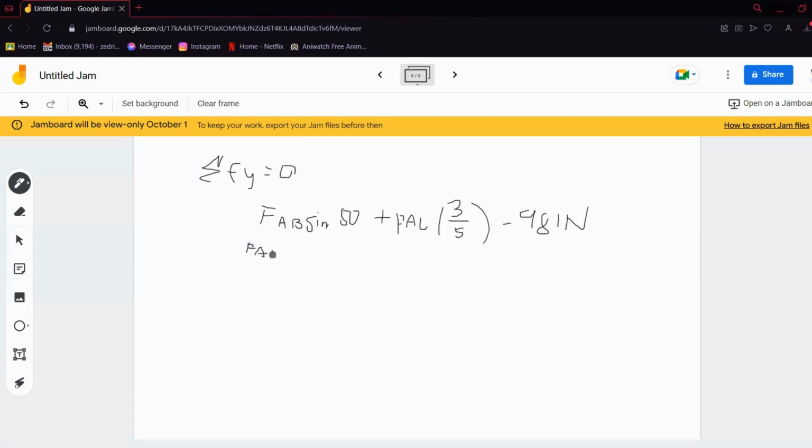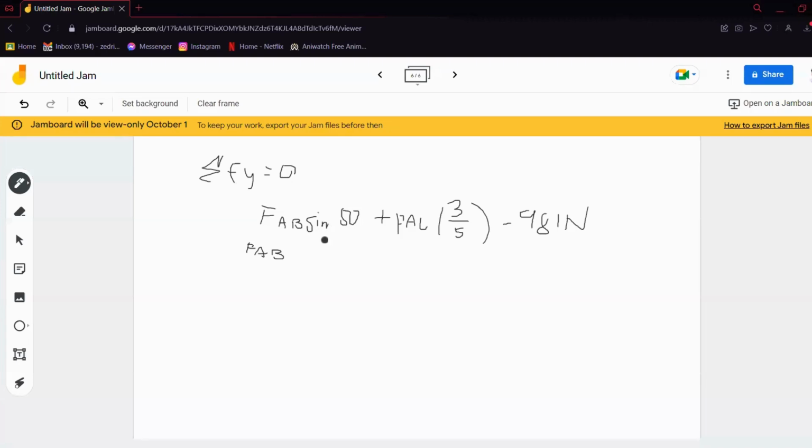So we simplify things first. Sine 50 would equal to 0.766, plus the FAC times 0.6. And since we're looking for the forces, then we have to separate these units right here. So we're gonna have to transpose that, moving it outside the equation.